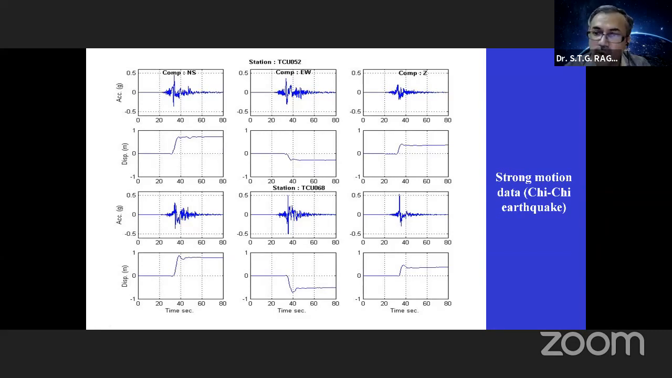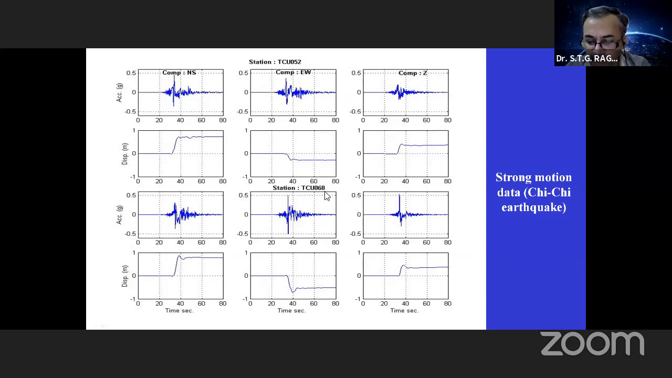So this effect I showed you in my starting slides, the permanent ground residual displacement, we call this a fling in seismological terms. You can see for the Chichi earthquake, the fling was almost 1 meter, and it is almost the same as the peak ground displacement itself. Now this is for another station, TCU 68.